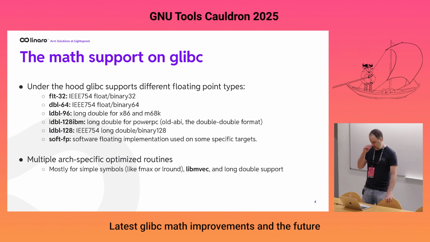And we also have a lot of architecture-specific assembly code to optimize some routines. It includes libmvec for some architectures and other stuff that we have internally, mostly for the float environment and some long double support.